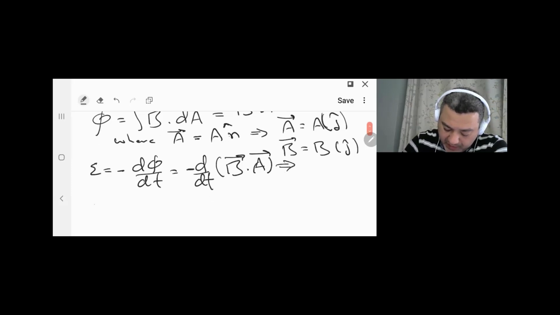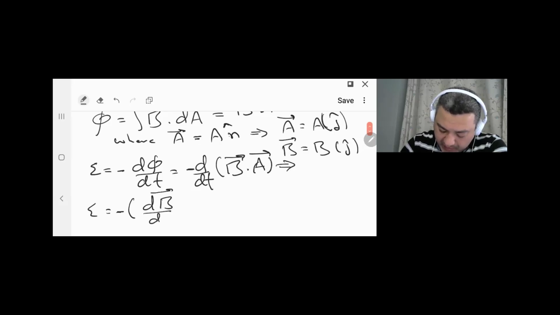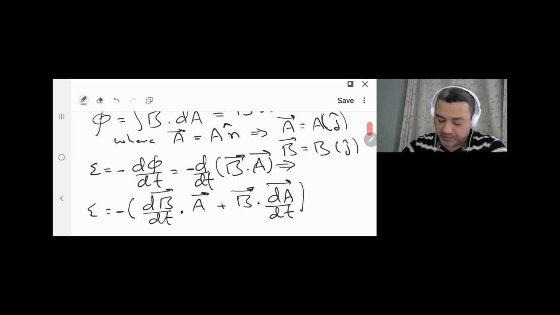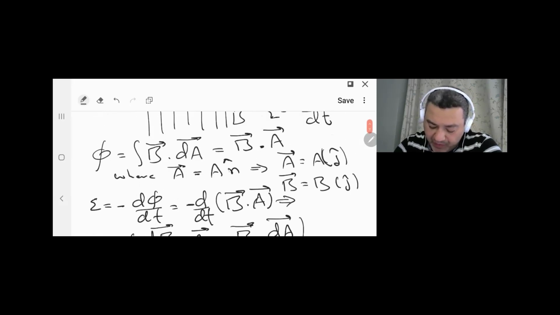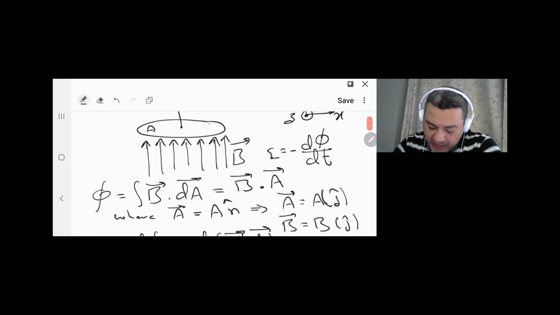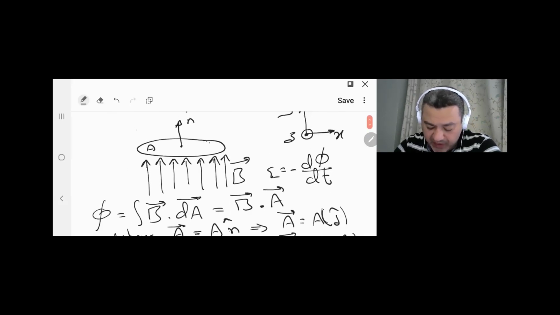And this gives minus dB, the derivative of the first, dot A plus B dot dA over dt. Now this is assuming that both functions can be time-dependent functions. What does this mean?